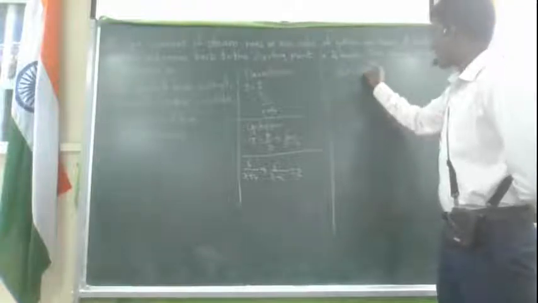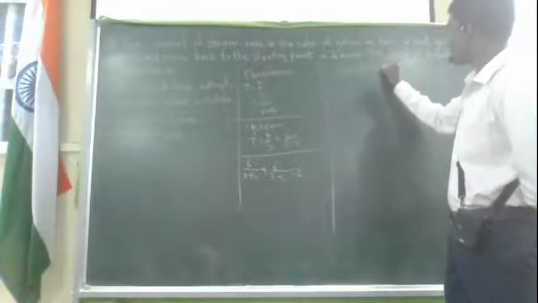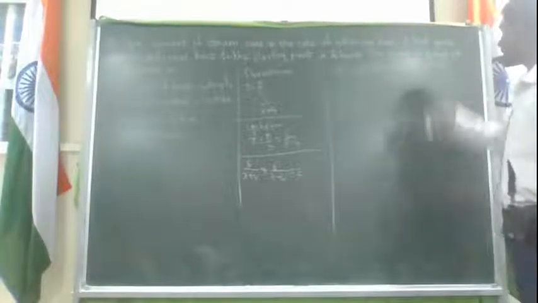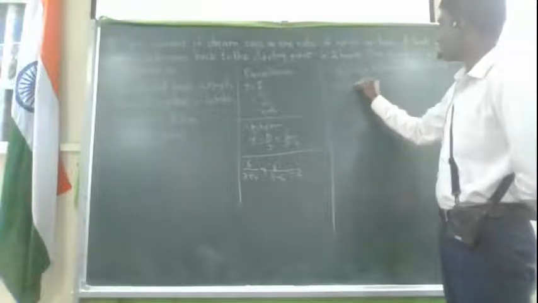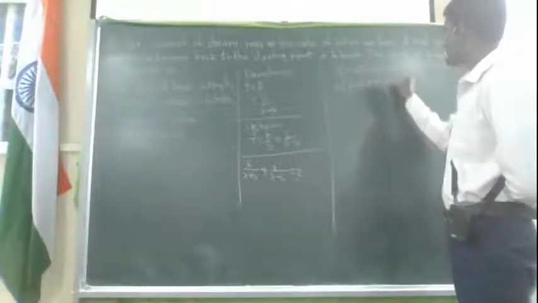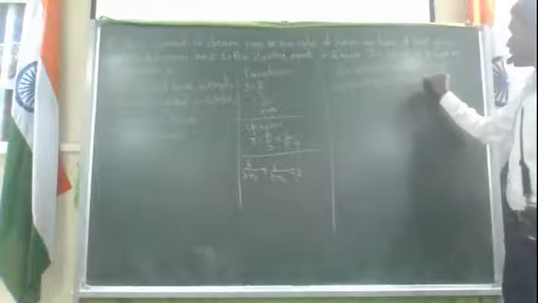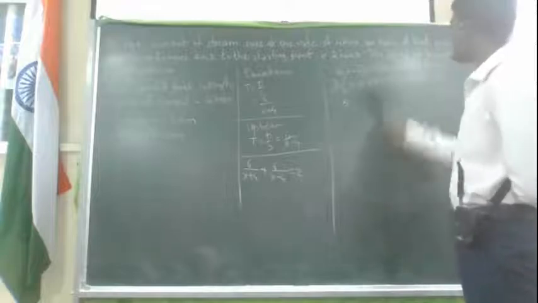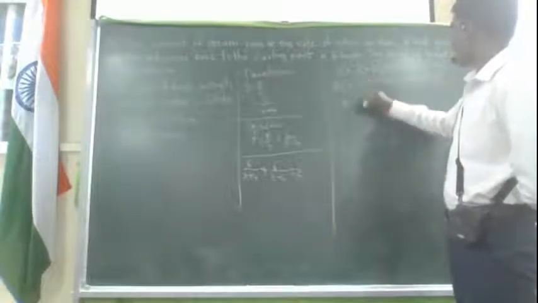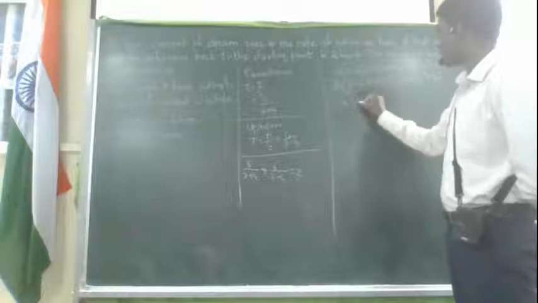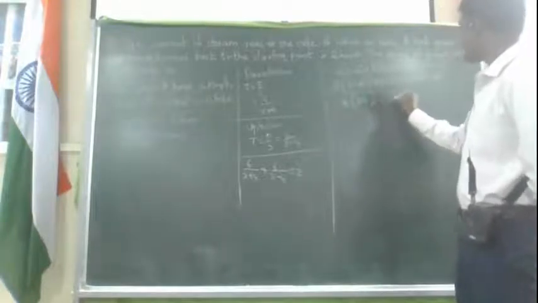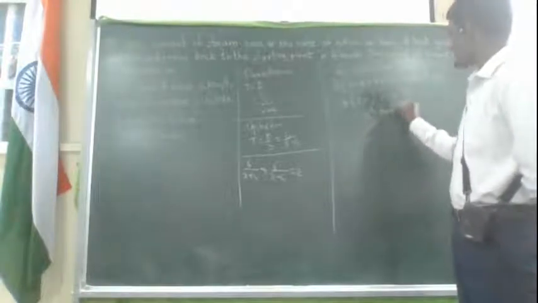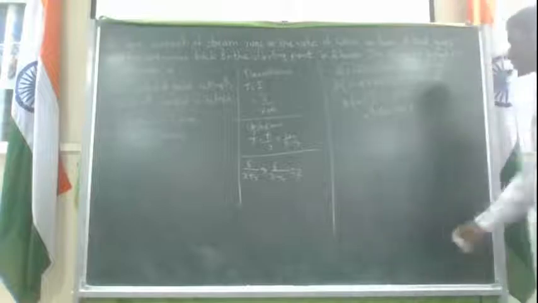6 (x minus 4) plus 6 (x plus 4) equals 2 into x square minus 16. I take 6 common here. X minus 4 plus x plus 4 is equal to 2 into x square minus 16. 2 ones are 2, 2 threes are 6. So this both gets cancelled. So 2x is equal to x square minus 16. So x square minus 6x minus 16 is equal to 0.